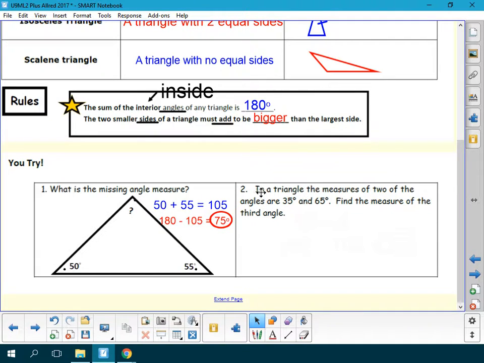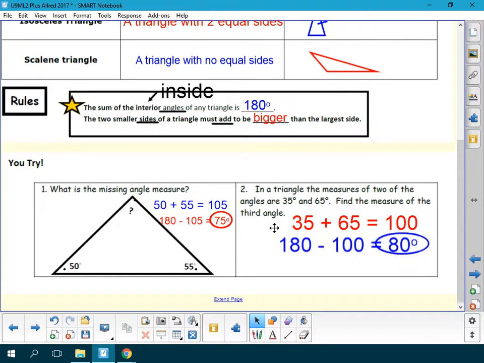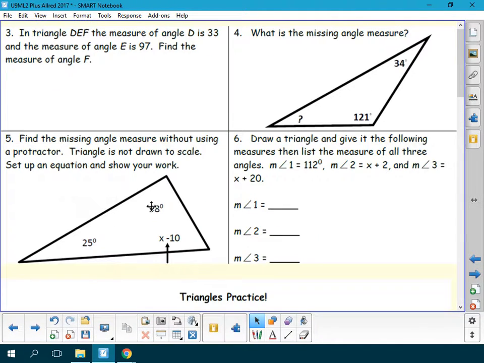Number two, if you had a triangle with two angles of 35 and 65, let's just check it. 35 plus 65 is 100 degrees if you add those together, which means the third angle would have to add up to 100 to get to 180. 180 minus 100 is 80 degrees. The third angle must be 80 degrees. Those are two practice problems that you might see on a quiz or on a test.